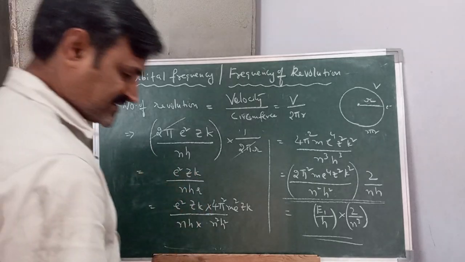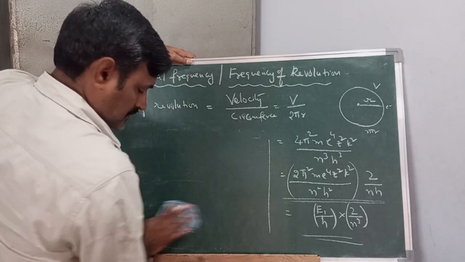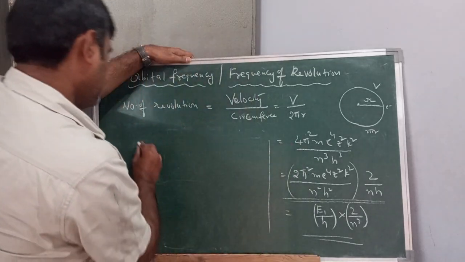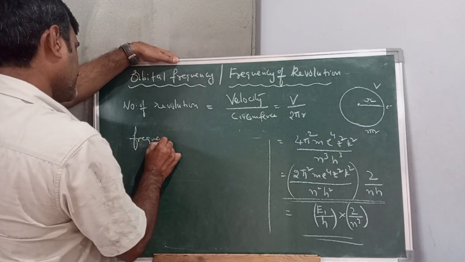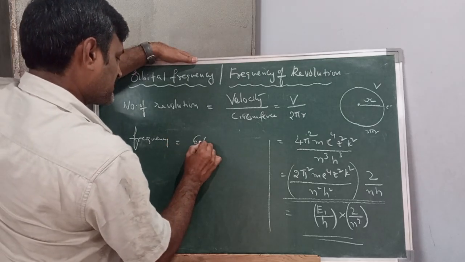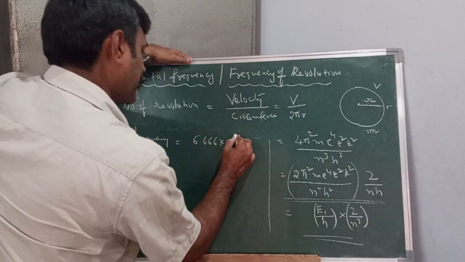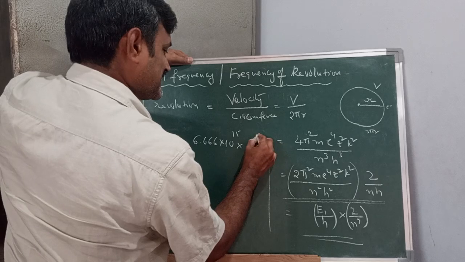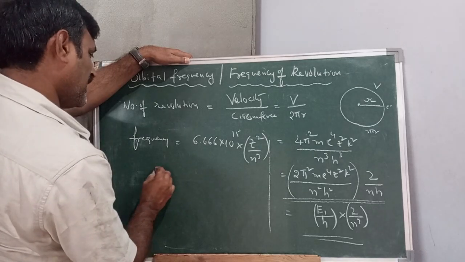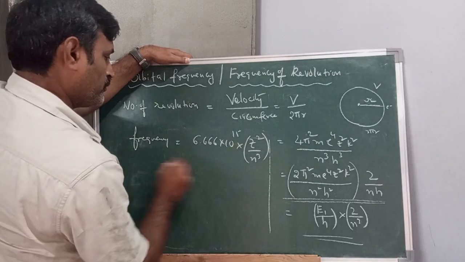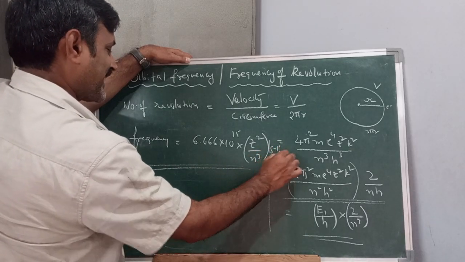If you substitute all these things, we will see the value that comes. The number of revolutions, or frequency of revolutions, is 6.666 into 10 to the power 15 into z square by n cube. So obviously it is proportional to z square by n cube only. The unit is per second.